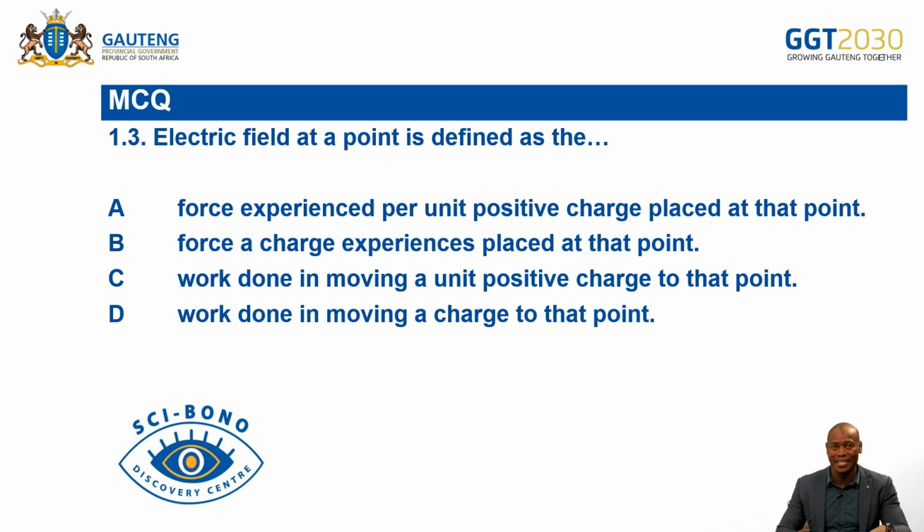You know why you are given such a question? Because you confuse electric field with electric field at a point. This is electric field at a point, which is the force experienced per unit positive charge placed at that point. So the correct answer will be A. I think they were also supposed to include the option of the region in space, which is the electric field. So please, learners, let's not confuse the two: your electric field, and your electric field at a point.